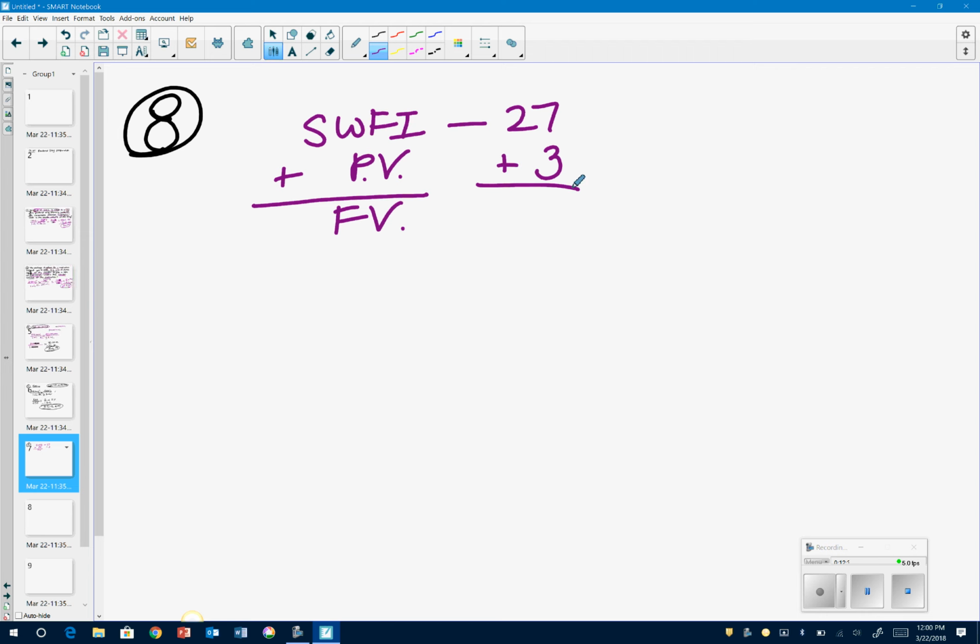Okay. What will be the concentration of the drug after reconstitution? So first we've got to find our final volume. So 27 plus 3 will be 30 milliliters of your final volume.